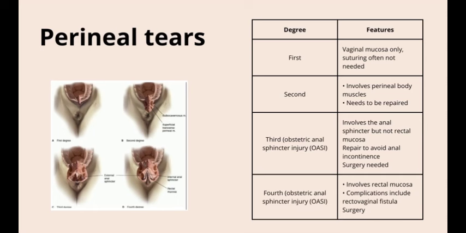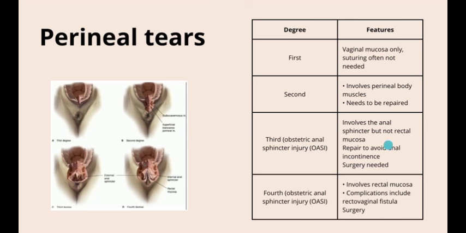Let's talk a bit about perineal tears. So these go from 1st to 4th degree, where 1st is just the vaginal mucosa has torn and often suturing is not required. 2nd, this actually goes all the way to the perineal body, and they do need to be repaired. Once they become 3rd or 4th, these are called obstetric anal sphincter injuries. And so 3rd degree, these involve the anal sphincter, but not through to the mucosa, so they don't go all the way in past the sphincter.